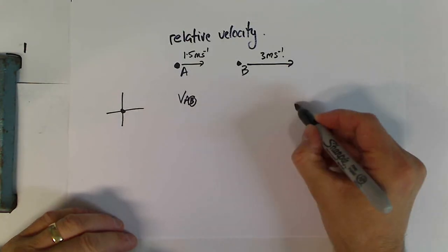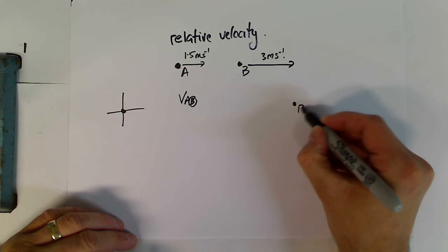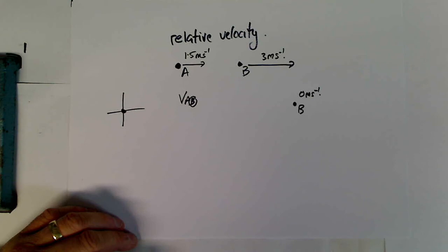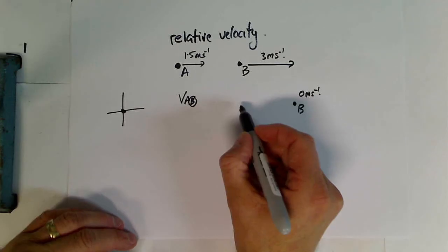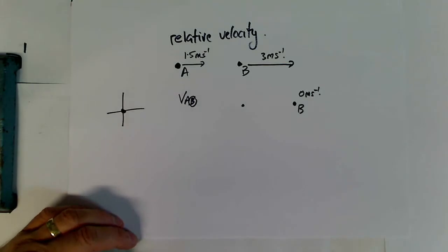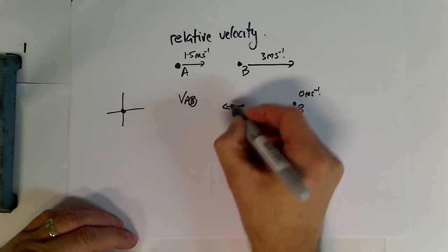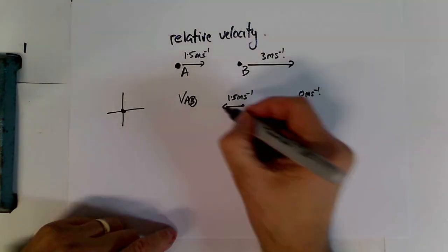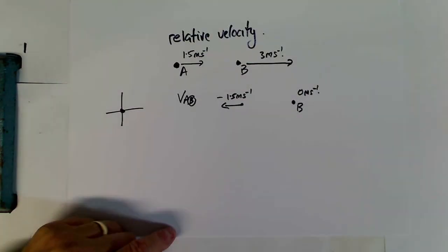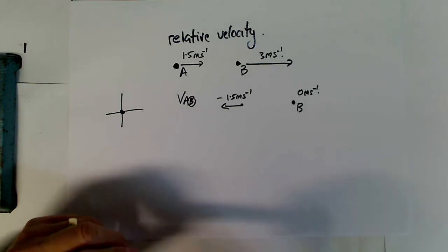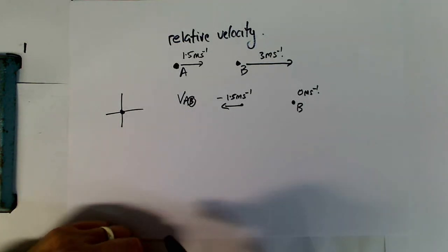When we do that, it's a vector subtraction. We find that B now has a velocity of 0 meters per second because we've just subtracted its velocity off. And A would have that 1.5 minus 3, which will give it a velocity of 1.5 meters per second to the left, or a minus 1.5 if you like. So we've said the velocity of A relative to B is 1.5 meters per second to the left, or negative. It's as simple as that when it comes to finding relative velocities.